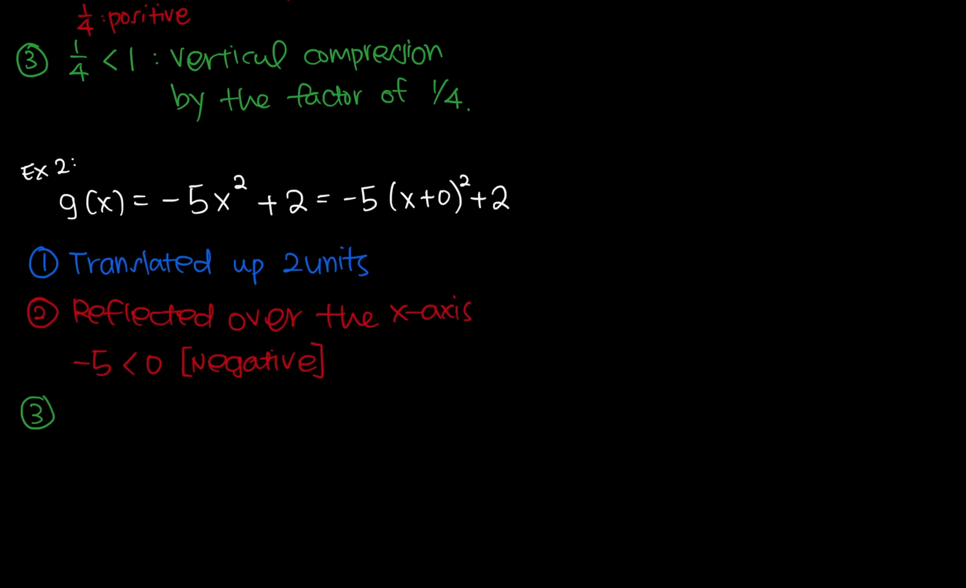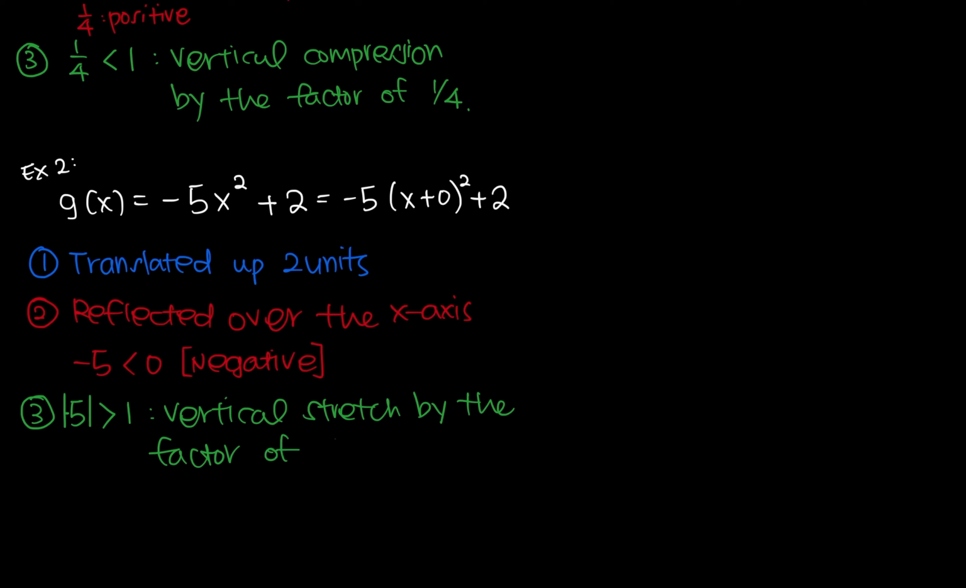Number 3. It is a vertical compression or a stretch. 5 is greater than 1. I know it says negative 5, but your factors are always absolute value, positive. The absolute value of 5 is greater than 1, so it has to be vertical stretch by the factor of positive 5. Again, your factors are always positive. Okay, and that's it.